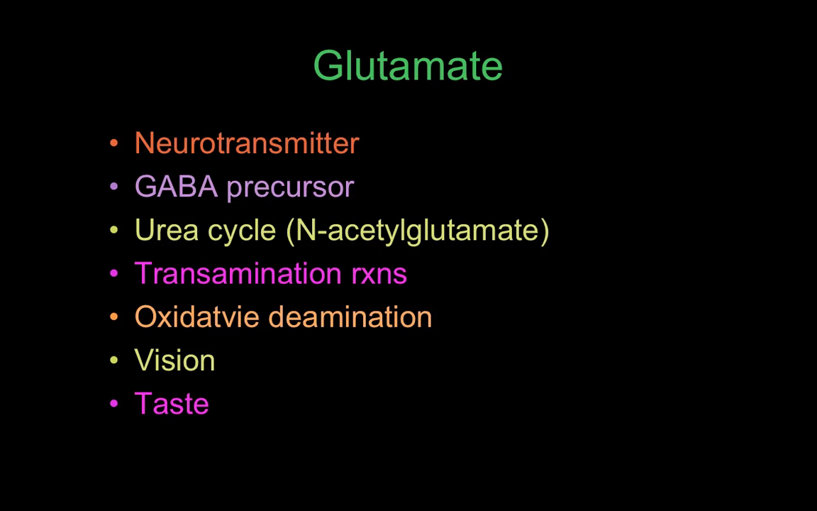Alright, you use glutamate to make N-acetylglutamate, and you should know that that is a very powerful activator of CPS1, which is the key enzyme in the urea cycle. Glutamate is key in transamination reactions as well as oxidative deamination. And when we do sensory systems, you'll see that glutamate plays a very important role in vision as well as taste. So you see how versatile this glutamate molecule is.